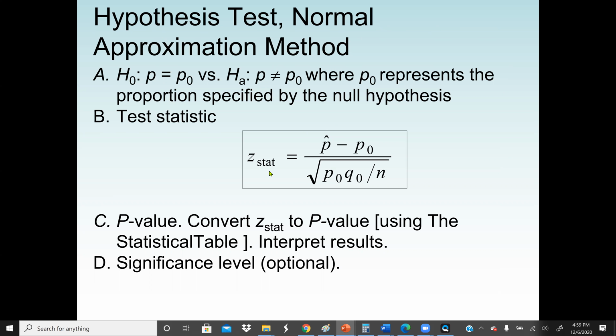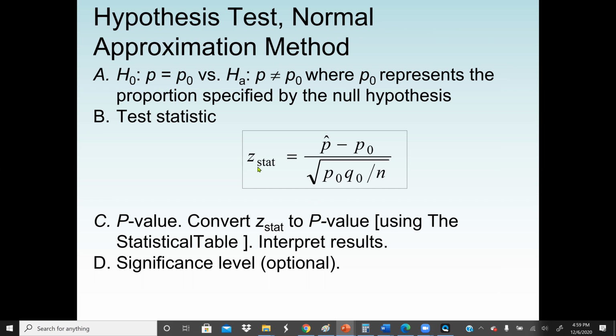So to get the z-stat, we say it's P-hat minus P0. P0 again is the proportion for the null hypothesis, that represents the null. Then divided by the square root of P0 Q0 over N. So you can remember the square root of P times Q over N is a standard deviation. So that's the same concept, but this is categorical data.